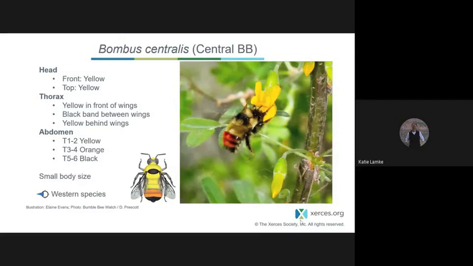Next, we have Bombus centralis, or the central bumblebee. The front of its head is yellow and the top of its head is yellow. The thorax has yellow in front of the wings and behind the wings, with a black band in between the wings. And the abdomen has a very nice symmetrical pattern to it. The first two tergites are yellow, the second two are orange, and the last two are black. Relative to other bumblebees, this is a smaller species, and again, if you collect this, you'll likely be out sampling in the western part of the state.